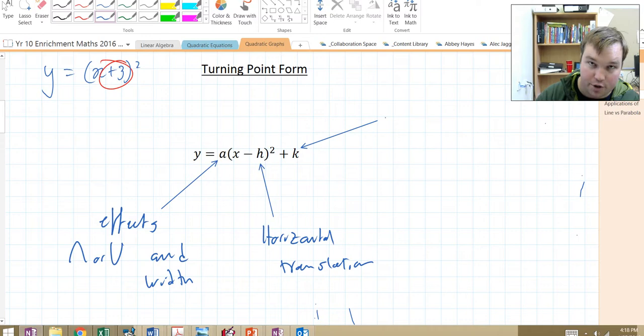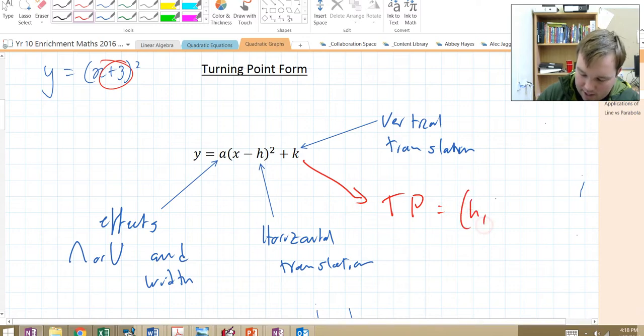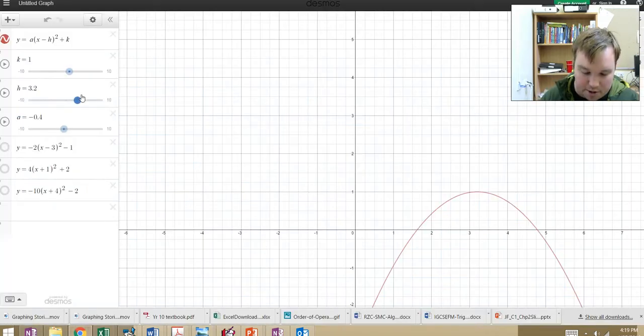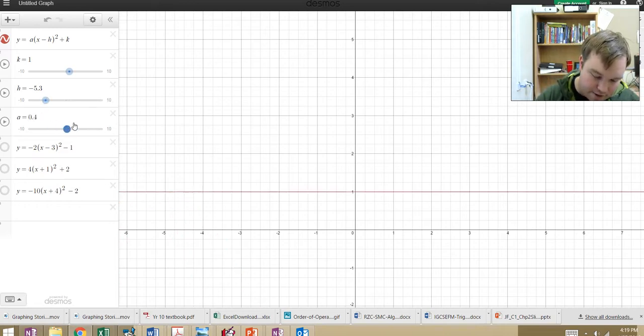K is vertical translation. Now this is called turning point form, because taken like this, our turning point from that equation will be equal to the point (H, K). So as we saw in Desmos, H and K now determine the turning point. If H is 3.2 and K is 1, then the turning point will be (3.2, 1). If it is (-5.3, 1), then it's (-5.3, 1). A doesn't affect the turning point, it just flips around on the same turning point.